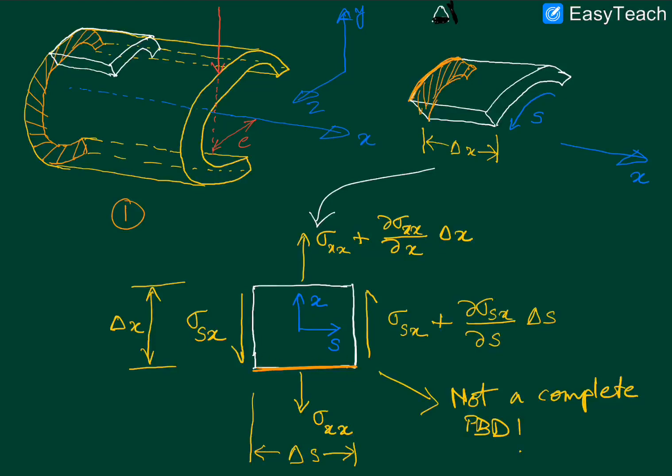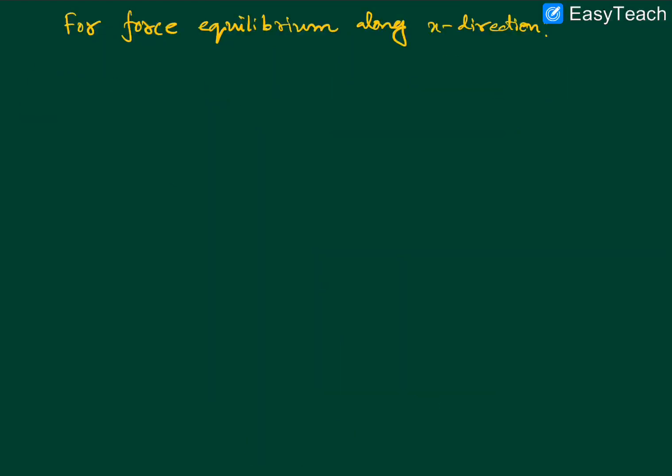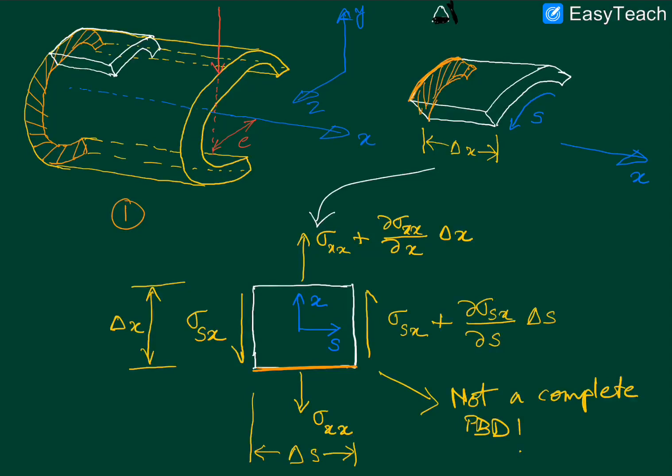You note that this face again is corresponding to this one, which has a thickness of t, and it has a length of delta s. So sigma xx times t times delta s with a minus sign in front, because we are taking the force equilibrium along the x direction, meaning the positive x direction, and this thing, you note here, is oriented along the negative x direction.